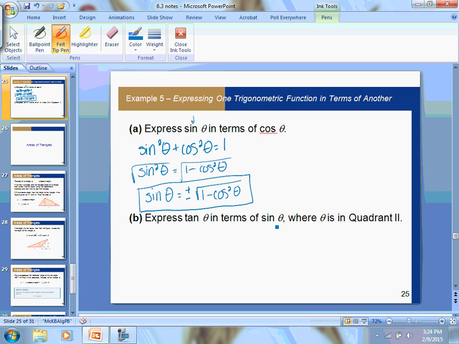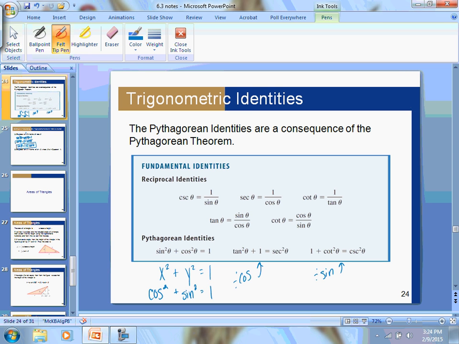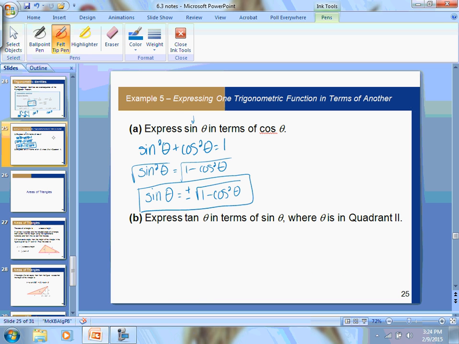Now, we didn't really have a trig function or Pythagorean identity that had tangent and sine in it. We have a tangent and a secant, okay, but we want tangent and sine. We do have this right here. Tangent is sine over cosine. So that's what we're going to work with, okay? So we need to remember that tangent is equal to sine over cosine.